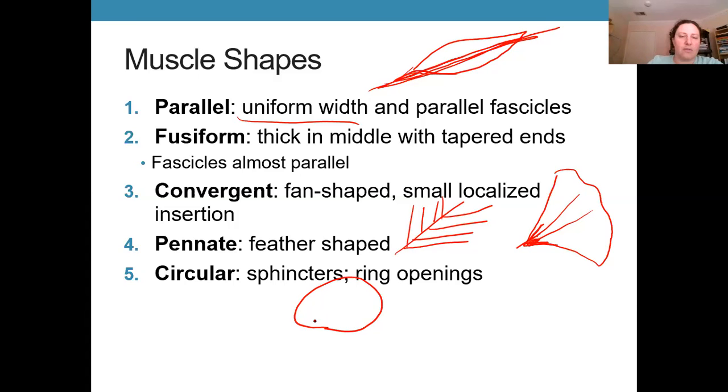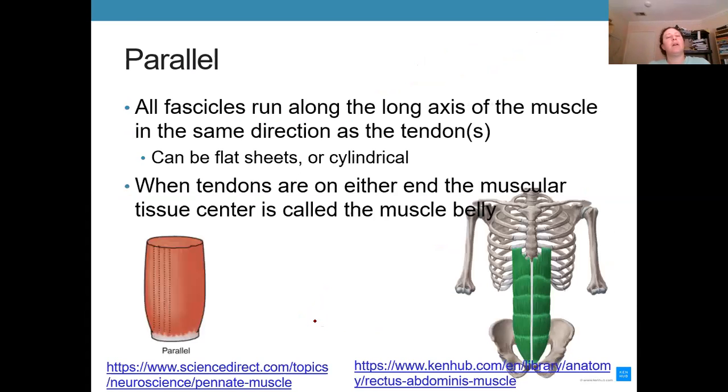So let's look at those in more detail. Parallel: literally where they're all running in the exact same direction as the tendon. These can either be more cylindrical, like an actual round muscle where all the fascicles run together, or they can be more like a flat sheet. For example, rectus abdominis, what we usually think of as our abs, is a flat sheet of fascicles all running in a superior and inferior direction.